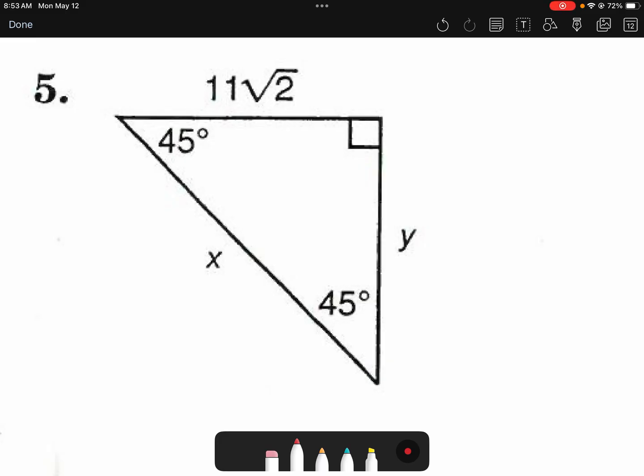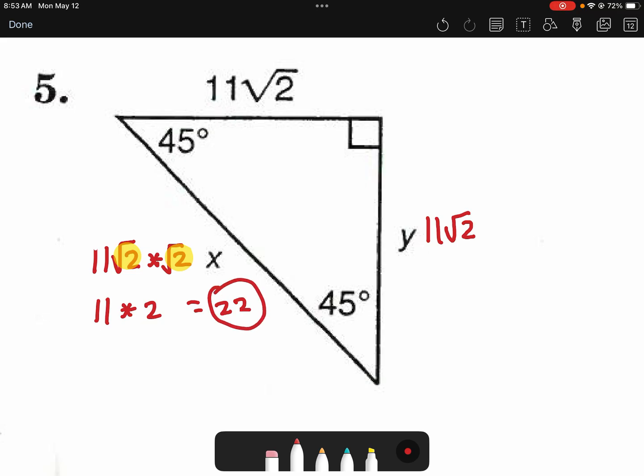45, 45, 90 triangle. If you know one leg, the other one is exactly the same as it. If you want the hypotenuse, you take that leg length and you multiply it with the square root of 2. This looks complicated, but it isn't. These 2 terms, both are radicals, so you can multiply them together. The 11 just goes along for the ride. Square root of 2 times square root of 2 is 2. 11 times 2 is 22.